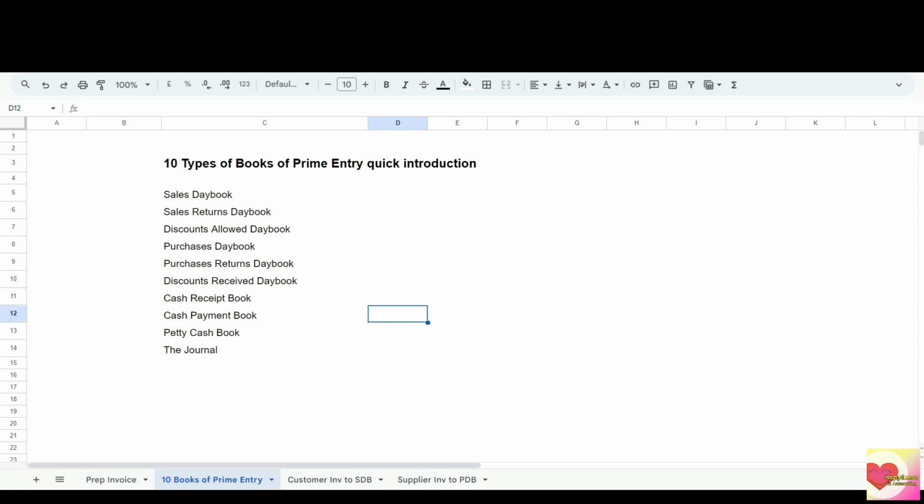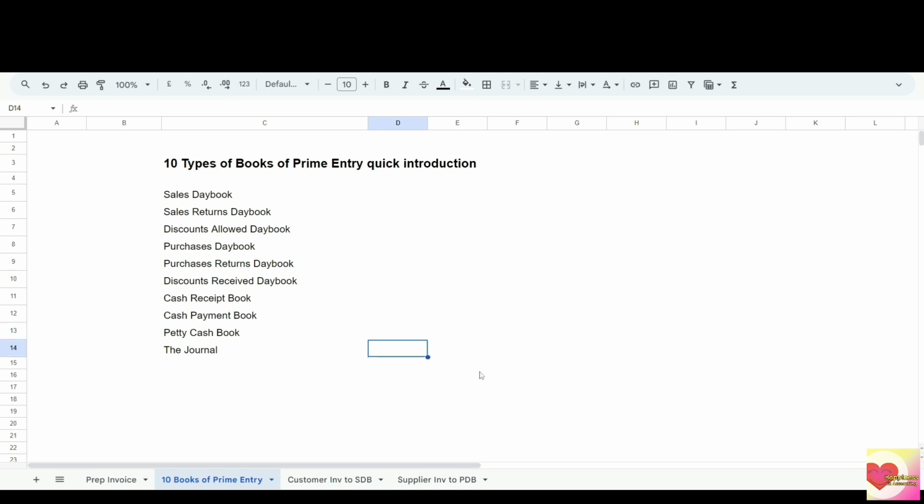Most of the time, the cash receipt book and the cash payment book are both in one book, which is the cash book. If that's the case, the cash book has two sides, the receipt side and the payment side. Next is the petty cash book. This is where we record all the small cash purchases.